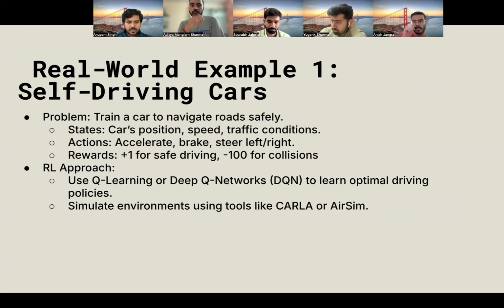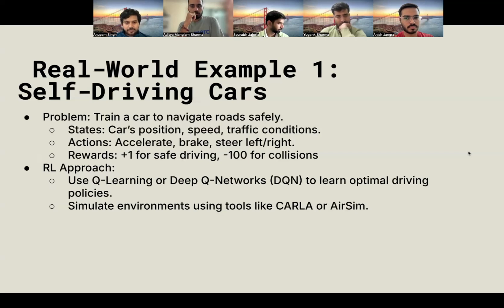If you're training a car, the best will be a very deep QN to learn optimal driving strategies. And there are a lot of tools; we'll learn about them in the next session. As an example, the state is car position, speed, traffic condition. Action is accelerate, brake, steer left or right. Reward is +1 for straight driving, -100 for collisions.